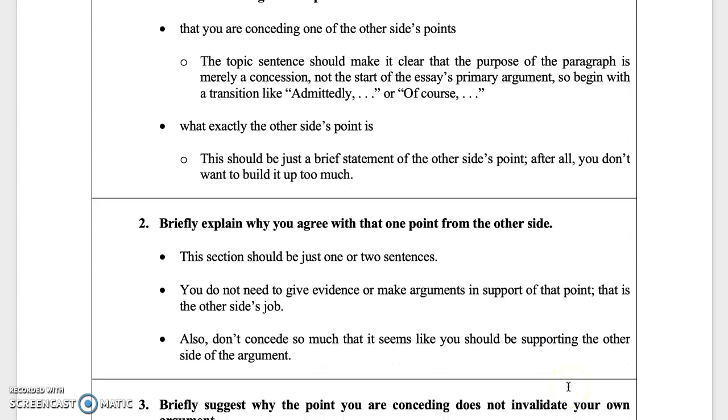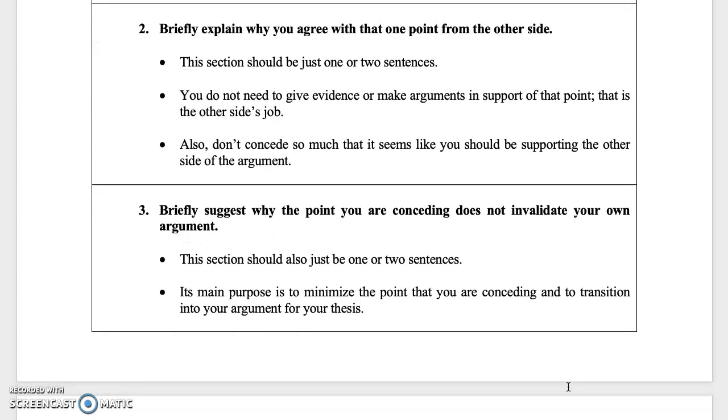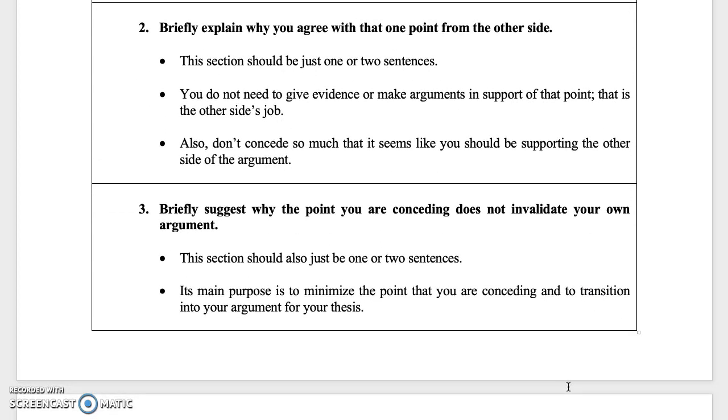After that topic sentence, you want to briefly explain why you agree with that point, and that could be just 1, 2, 3 sentences. You don't need to give evidence or arguments. That's the other side's job. It's their point. And you want to just explain why you're conceding the point, really, not reinforce it. Also, you don't want to concede so much that it seems like you should be supporting the other side of the argument. So that's another reason not to build it up too much.